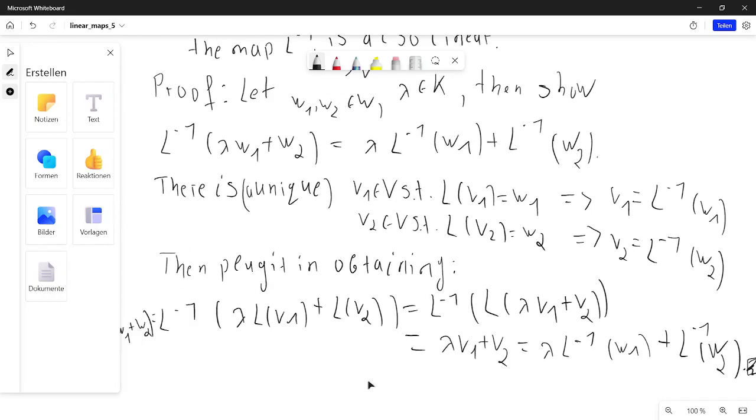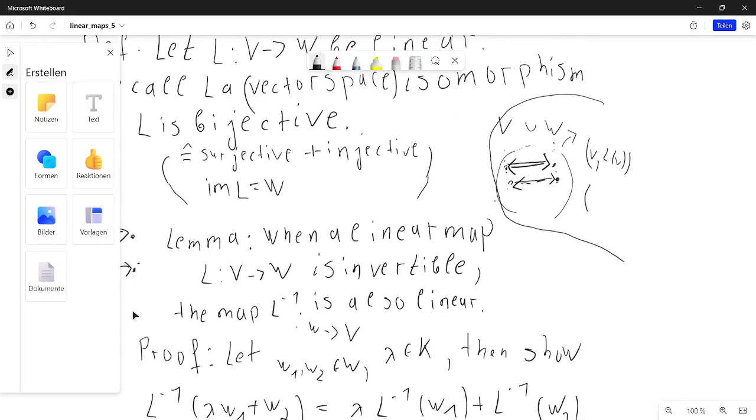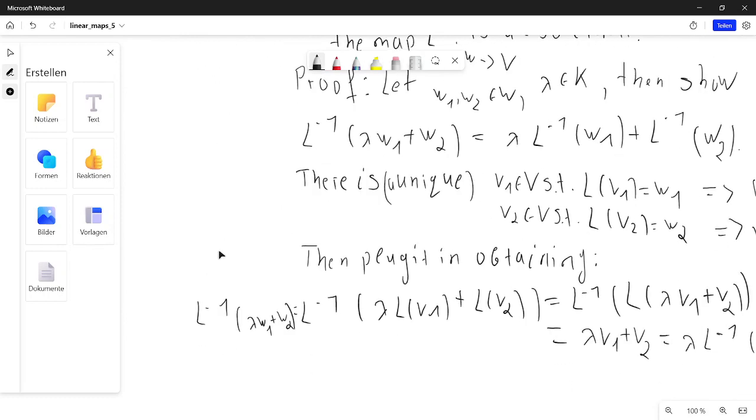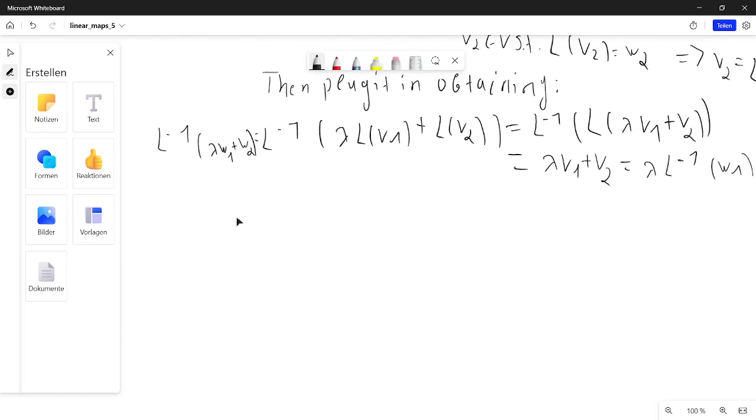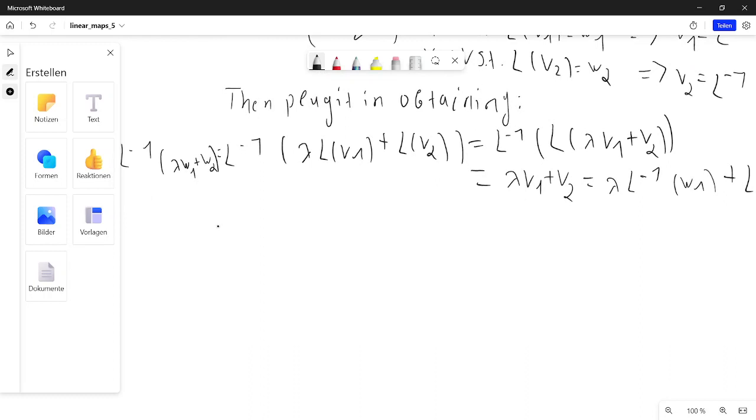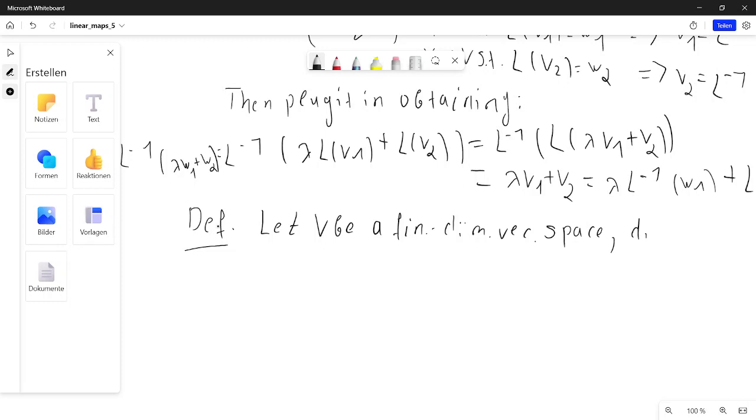Right, and now let's make our considerations above, which were just formal considerations, precise. Definition. Let V be a finite dimensional vector space with dimension of V equal to n.